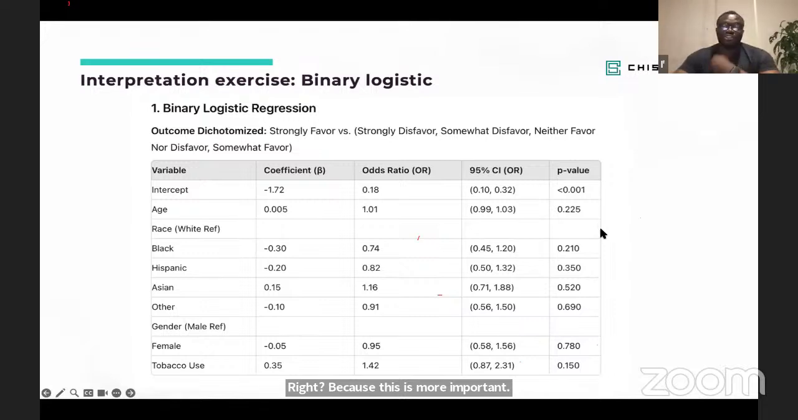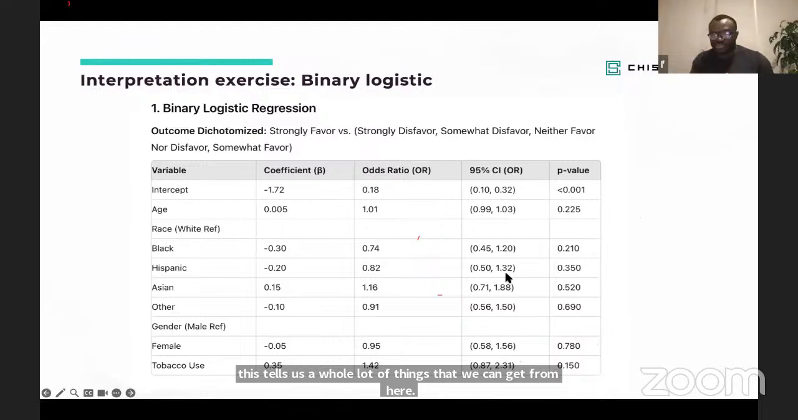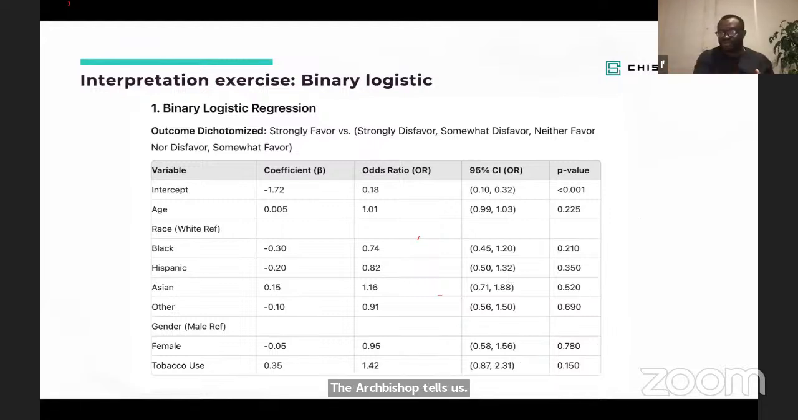So if you have a choice to pick between the 95% confidence intervals and the p-value, please always choose the 95% confidence intervals, because this tells us a whole lot of things. The odds ratio tells us the magnitude and the direction of the results. For example, just by looking at the odds ratio, you can see that this is 0.1, 0.3. It tells you direction, right? It tells you that this is below 1, and so there's an inverse relationship.